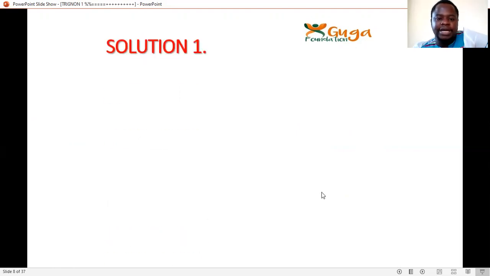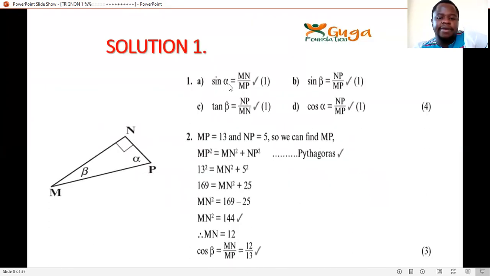So basically we will be having sin alpha, which I said is MN over MP, and then sin beta, which is NP over MP. And then tan beta, I said will be opposite NP over adjacent MN, and then cos alpha will be adjacent over hypotenuse, which is NP over MP.